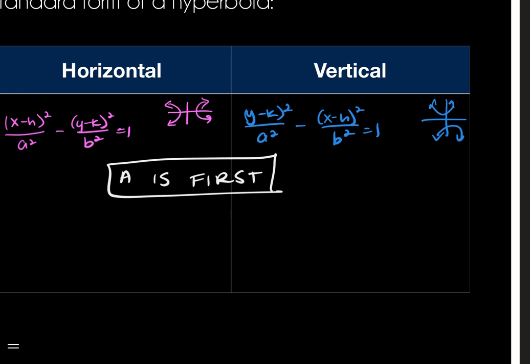The obviously first major change was the minus in between the equation, from the ellipse. The second major change is a is first. The vocab terminology changes for major and minor, right? So like 2a is called the transverse axis.